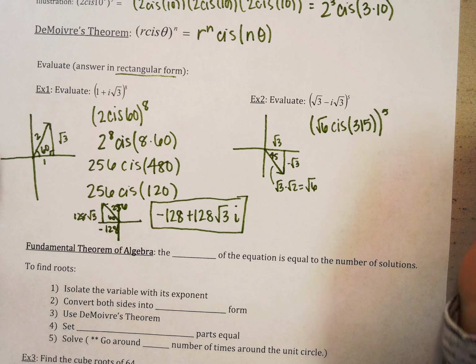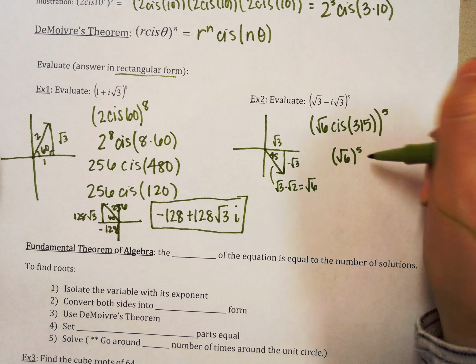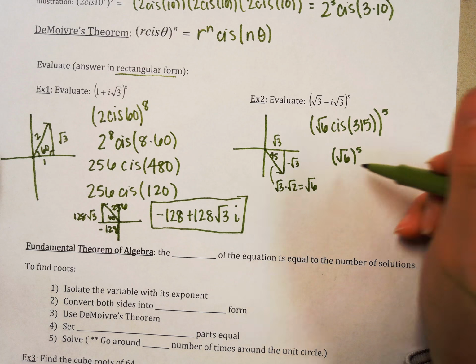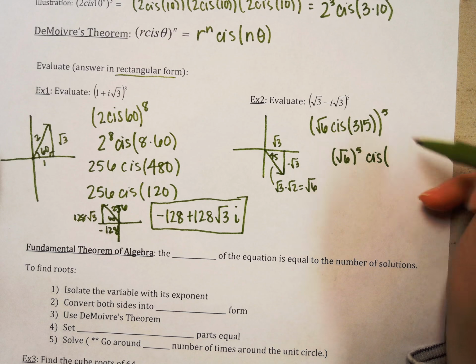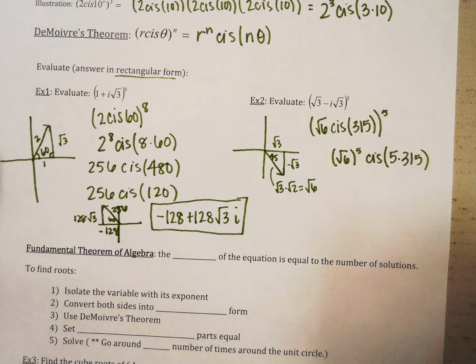So again, de Moivre's theorem says that we take that R value and raise it to the power that we are raising our entire rectangular form into. So in this case, root 6 to the 5th power. And then we pull that 5 down, we multiply it by our angle.